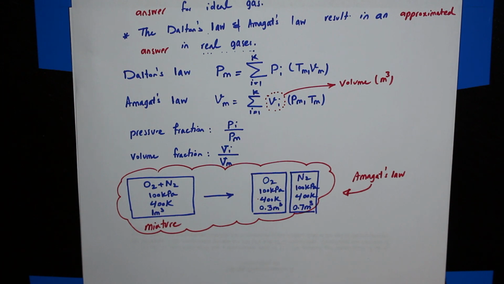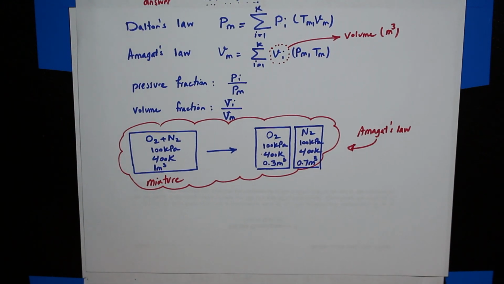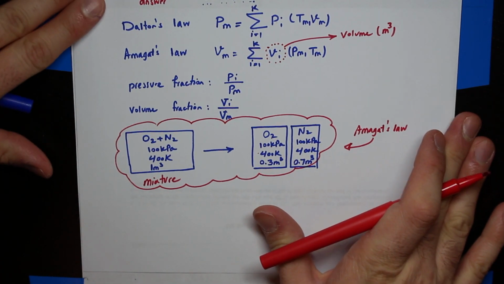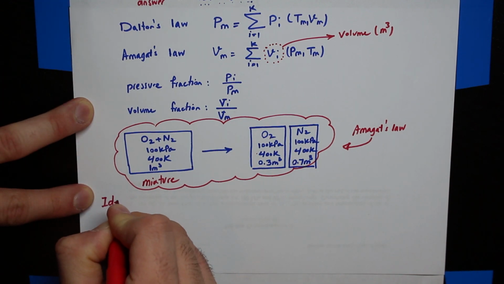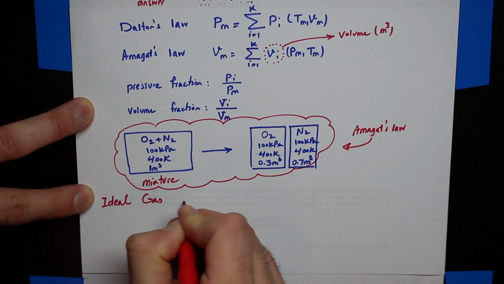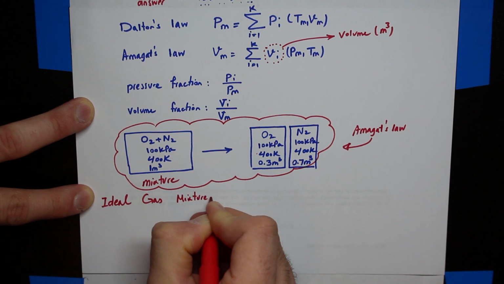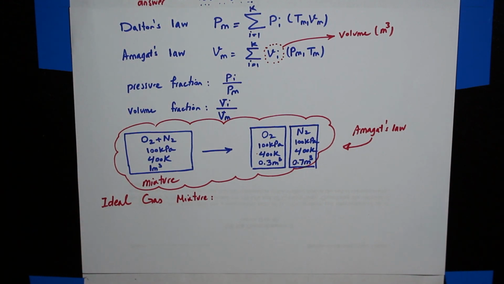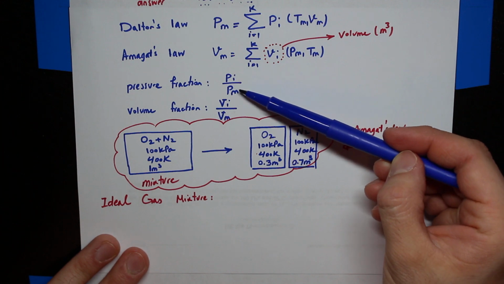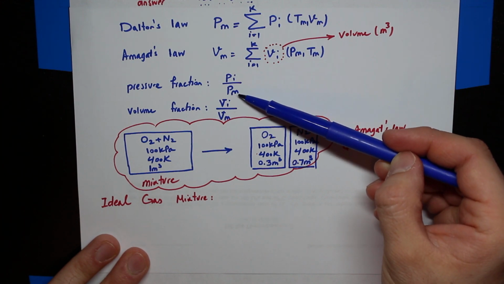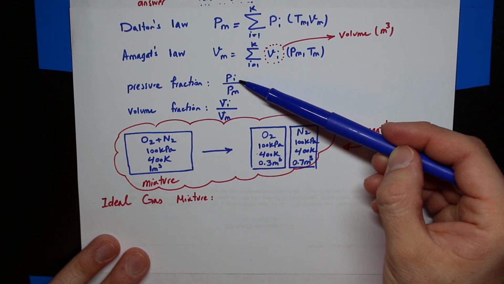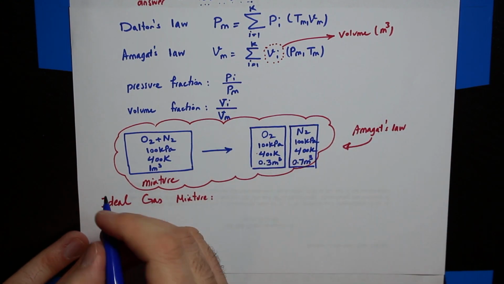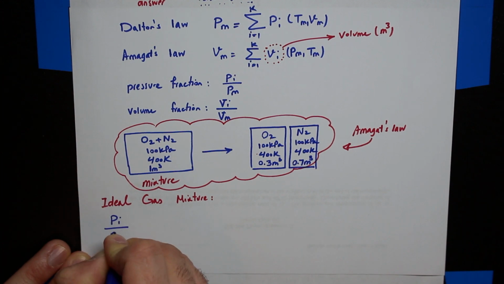Okay, now what about the ideal gas mixture? What are the correlations for the ideal gas mixture? So, ideal gas mixture. What I'm going to do is start with Pi over Pm. Pm is the pressure of the mixture and Pi is the pressure of component i.